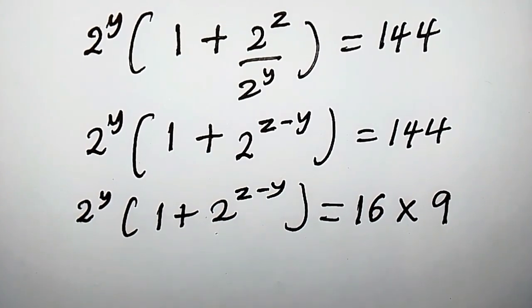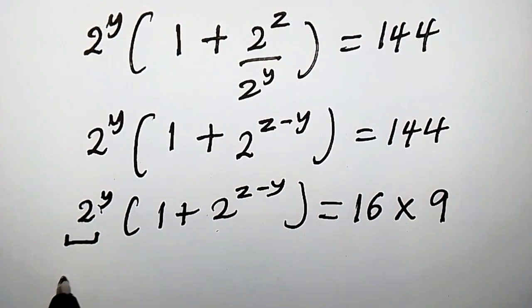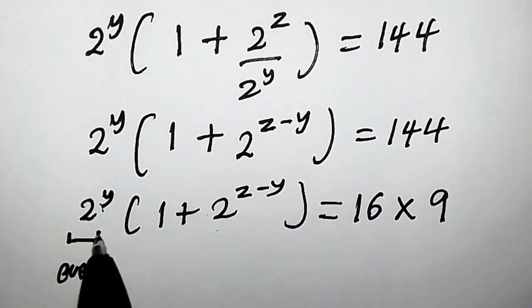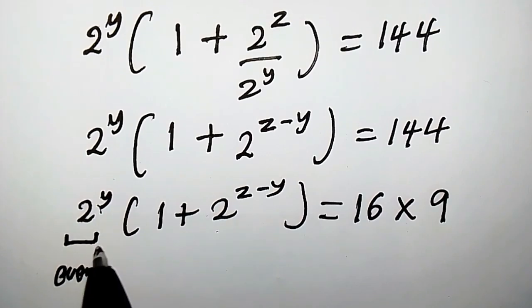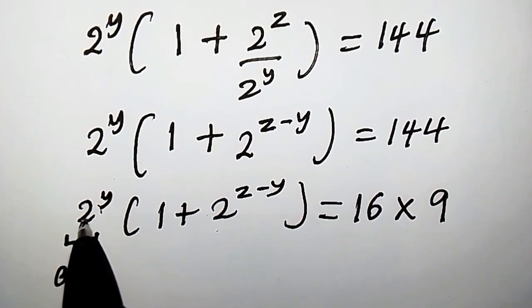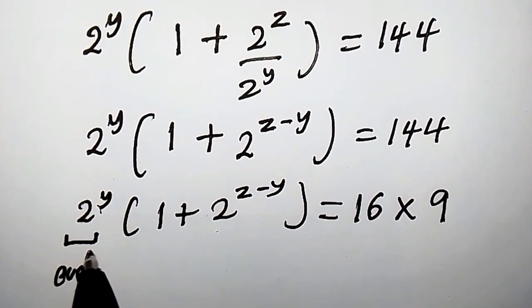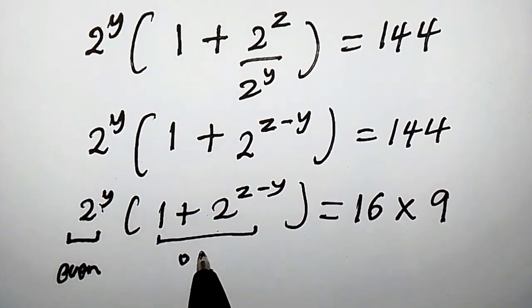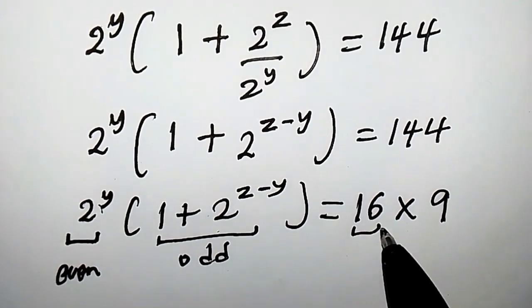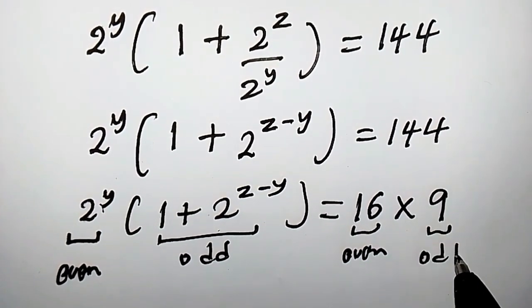Now let's apply one trick here. You observe that 2 to the power of y will always give an even number, no matter the value of y, in as much as y is greater than 0. If you put y equals 1, we arrive at 2, which is even. When y equals 2, that is 4, which is also even, and on and on like that. But this term will always give an odd number. 16 is even, and 9 is an odd integer.